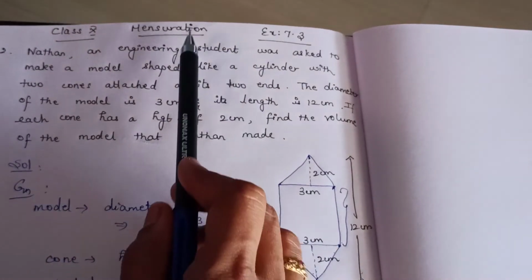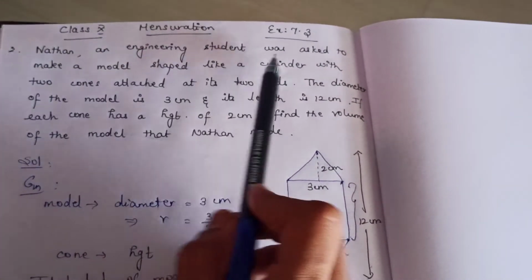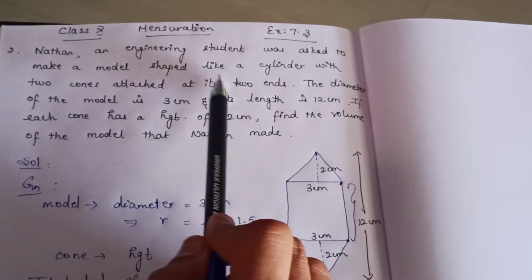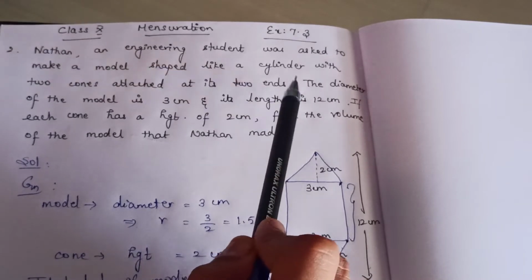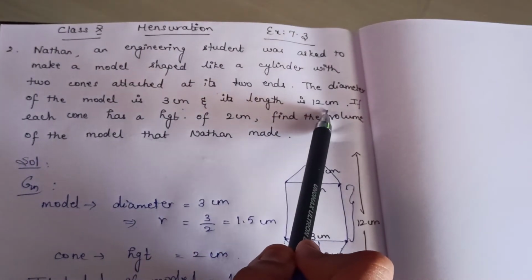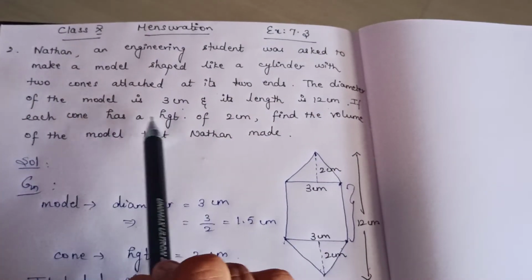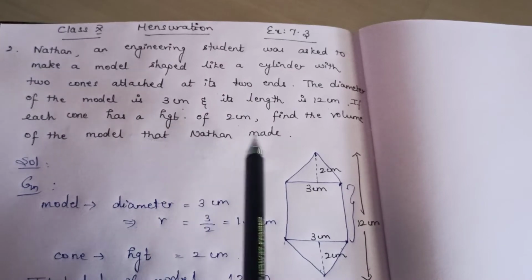Here goes a problem in mensuration for grade 10. Nathan, an engineering student, was asked to make a model shaped like a cylinder with two cones attached at its two ends. The diameter of the model is 3 cm and its length is 12 cm. If each cone has a height of 2 cm, find the volume of the model that Nathan made.